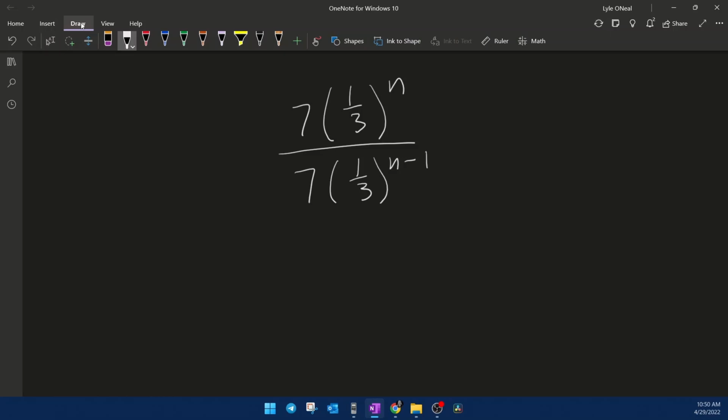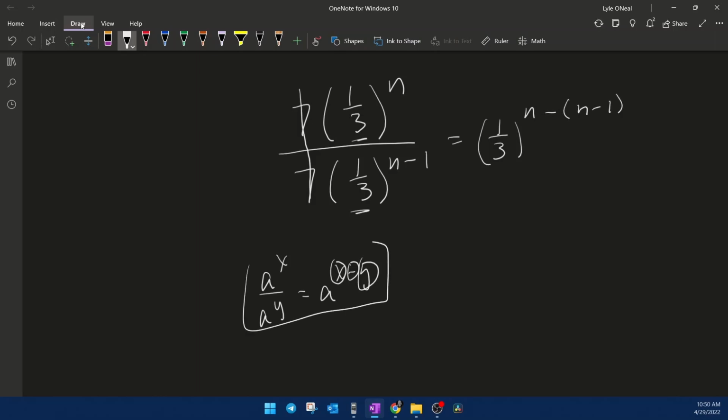We need to simplify. The first step, the easiest part, the 7s are going to cancel. And then we're going to use one of our exponential formulas, which says a to the x divided by a to the y is a to the x minus y. Because here we do have a common base, so that is going to be the common base raised to the power of n minus (n minus 1).